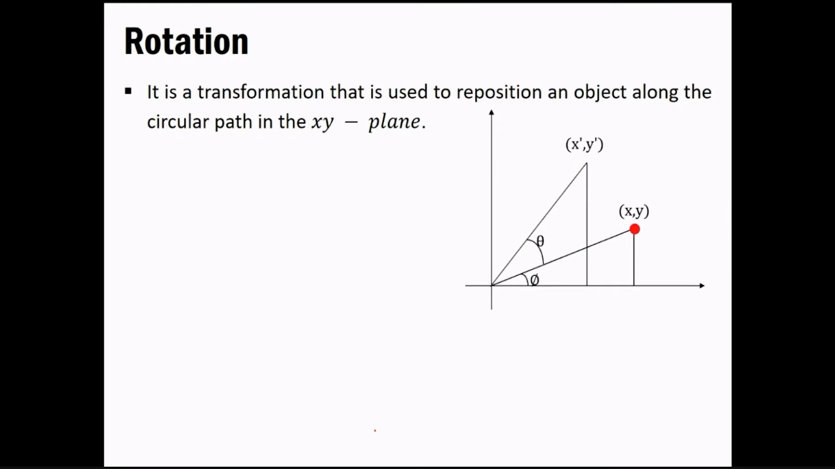Okay, so now rotation is the next thing that we are going to see, and rotation, what it says, is a transformation that is used to reposition an object along a circular path in the xy plane. Okay, so now we are repositioning an object along the circular path in the xy plane. So it will look like this. But obviously, whenever we say rotation, we cannot simply move it in one direction, because then we want to change its orientation. We want to orient it.